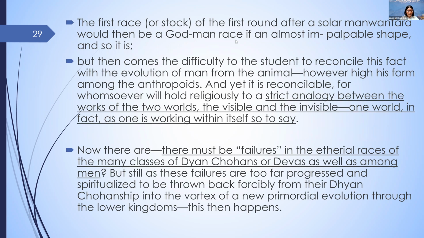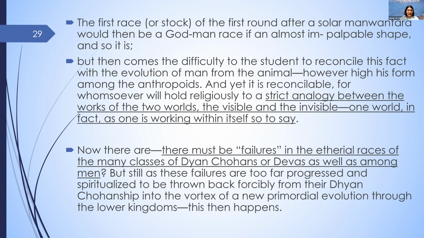The first race or stock of the first round after a solar Manvantar would then be a God-man race, of an almost impalpable shape, and so it is. Impalpable means that which is very difficult to touch. You can hardly feel it. That is impalpable. But then comes the difficulty to the student to reconcile this fact with the evolution of man from the animal, however high his form among the anthropoids.